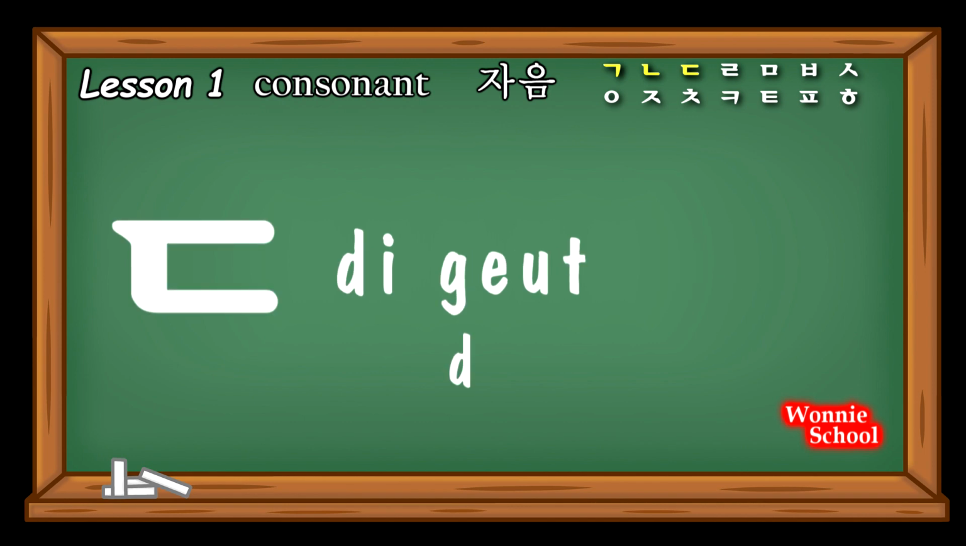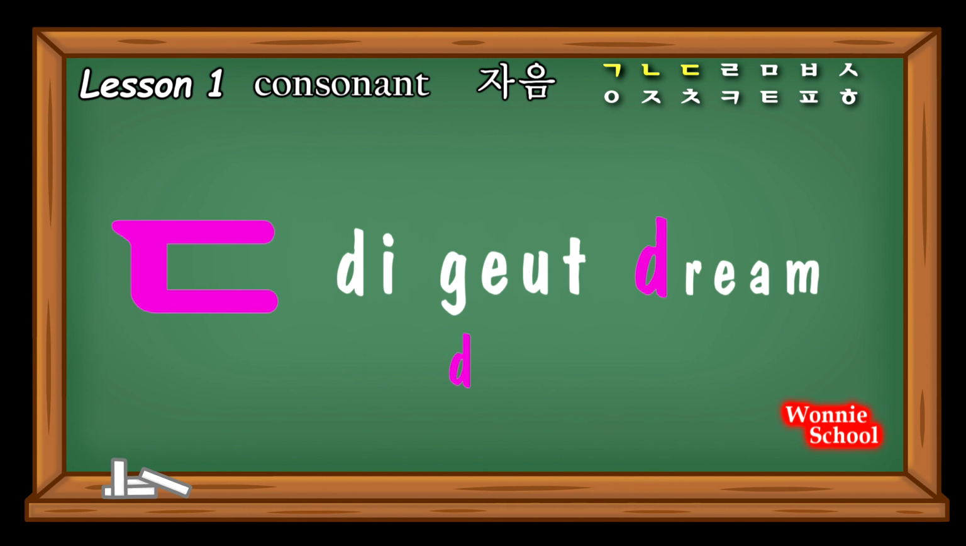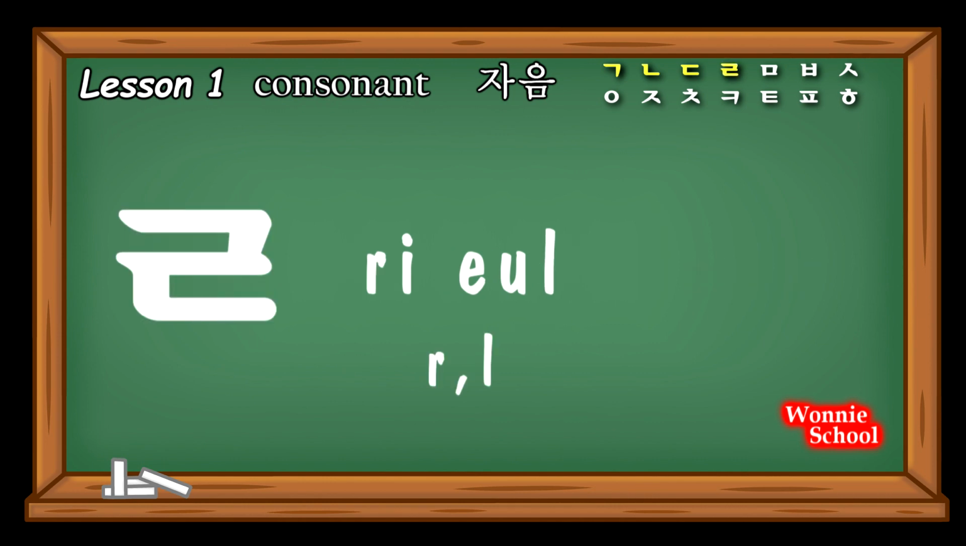Okay, here is 디귿, which is the third one. Please listen carefully and repeat after me. 디귿. This 디귿 has D sound. D, D. So it's like the word dream. And now we are going to check how to write this letter. 1, 2.